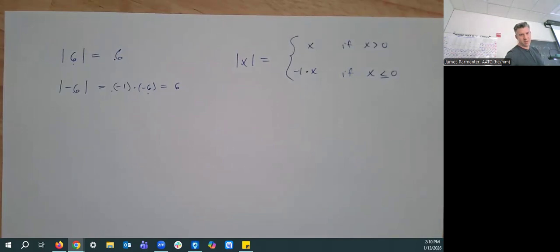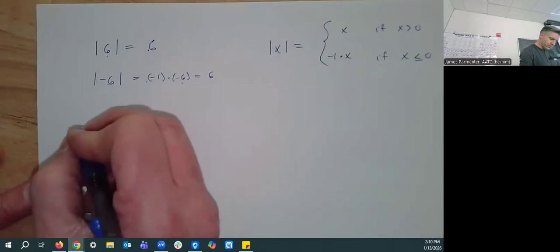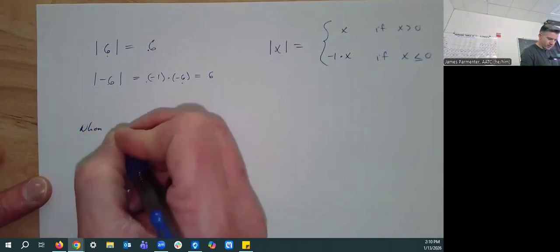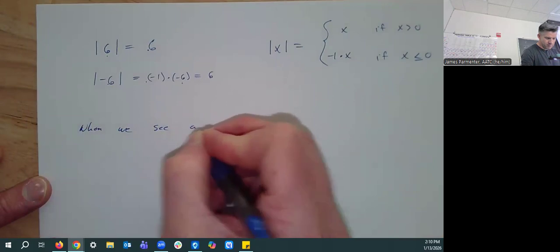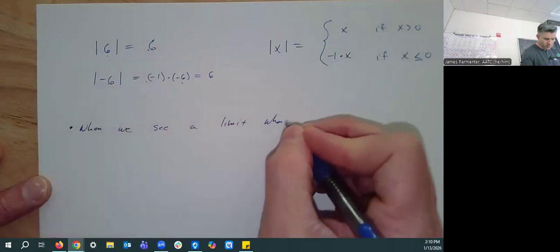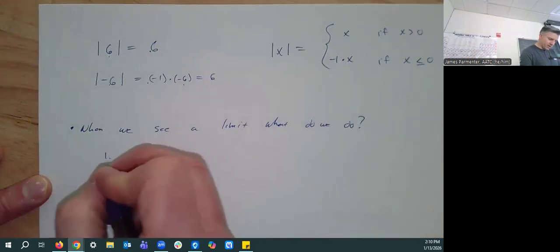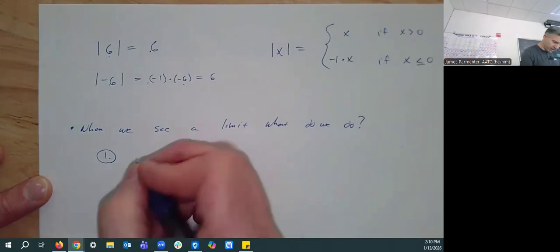There's still a lot of things to say about limits, but what I should stop and say is that we've talked about the typical algebraic ways of dealing with 0 over 0 limits. So just as a summary here, when we see a limit, what do we do? Well, the first thing we do is plug in whatever x is approaching.